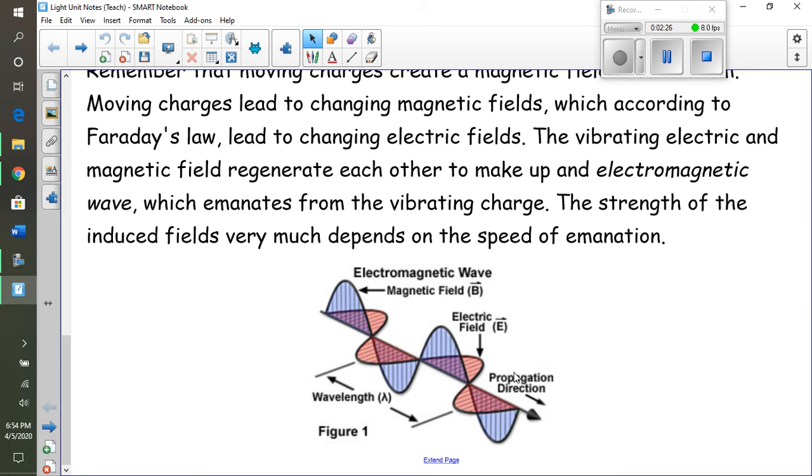So what we have here, get a highlighter. So what we have here is this changing electric field, and it produces a changing magnetic field. And notice that the magnetic field and the electric field are always perpendicular to each other. Where the magnetic field is 0, the electric field is 0, and where they're the strongest, they're strongest at the same places. But these two fields vibrate together, and this produces our electromagnetic wave.